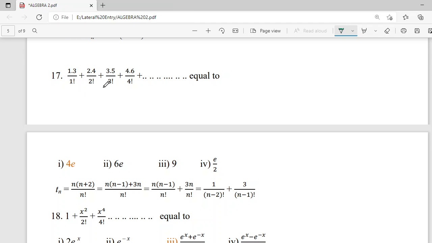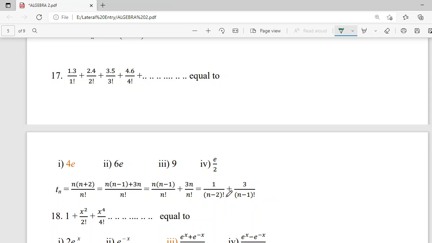Then to get the exponential series, you have to make the numerator as 1 or some power of some value. So if the nth term is this, we can write it like this: n into n minus 1 divided by n factorial, so that we can cancel out n and n minus 1 from this. So n and n minus 1 we are cancelling out, and we are getting 1 by n minus 2 factorial, and here this n is here, so we are getting 3 by n minus 1 factorial.